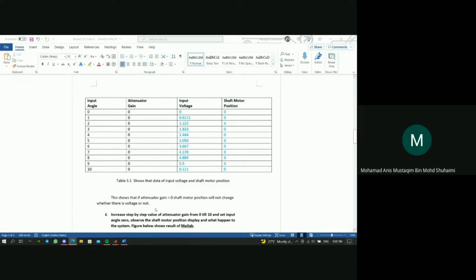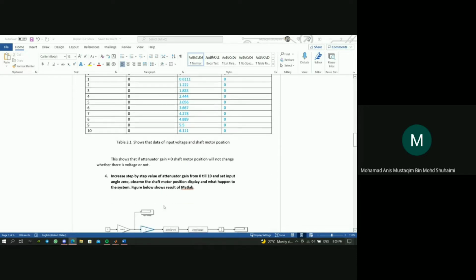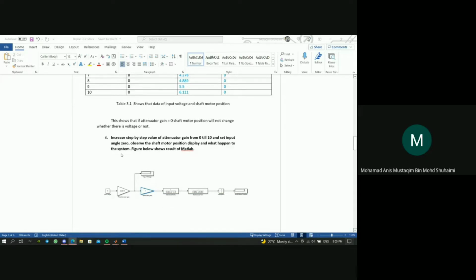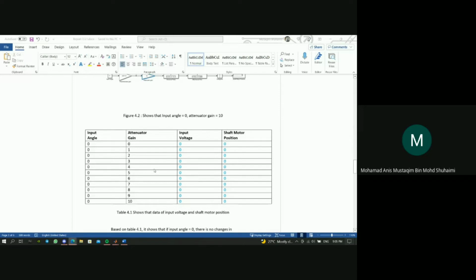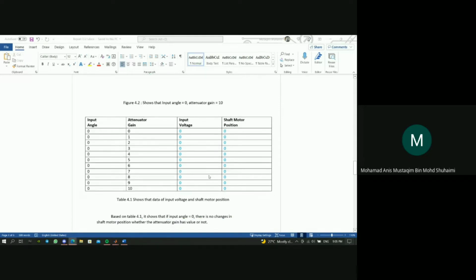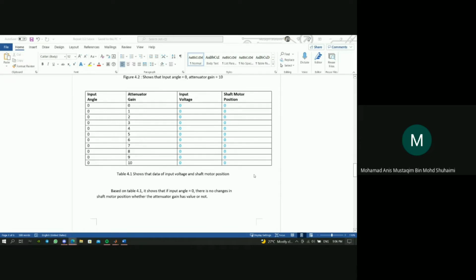This shows that if the attenuator gain equals 0, the shaft motor position will not change whether there is voltage or not. For question 4, it is the same as question 3, but the attenuator gain goes from 0 to 10 and the input angle is set to 0. Here is the table of results: with no input angle, there is no input voltage, so there is no change in the motor position. Based on table 4.1, if the input angle equals 0, there is no change in shaft motor position, whether the attenuator gain has a value or not.